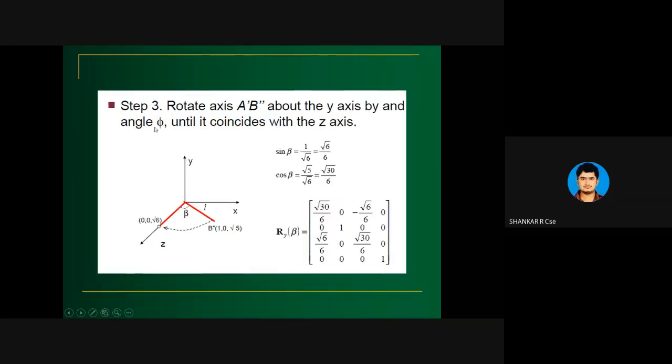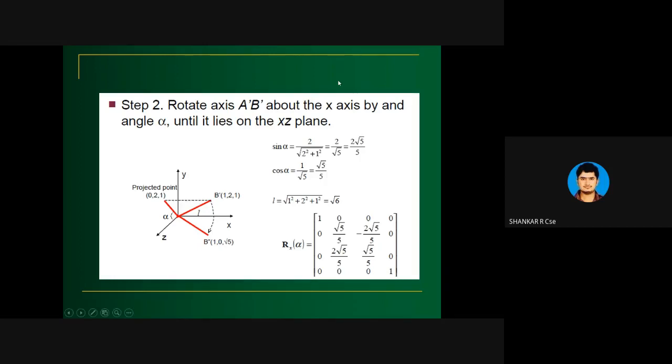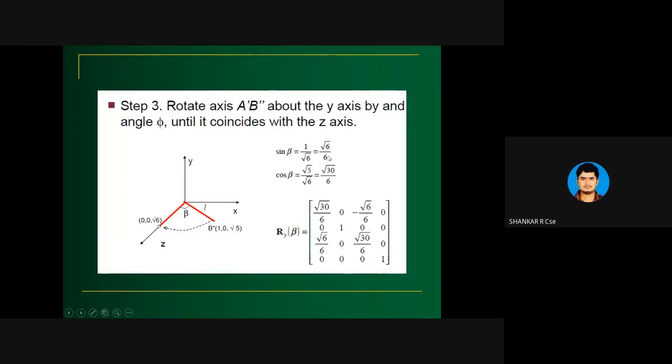Step 2b, not 3. Step 2b, rotate this via beta on z axis. So sine beta, cos beta, that is d by 1 in our case. In his case, it is not a unit vector. It is d by root of a square plus b square plus c square, which is what he has done in the previous step. It is root 6. So it is 1 by root 6, which can be written as root 6 by 6.